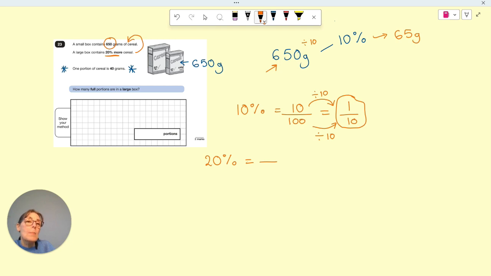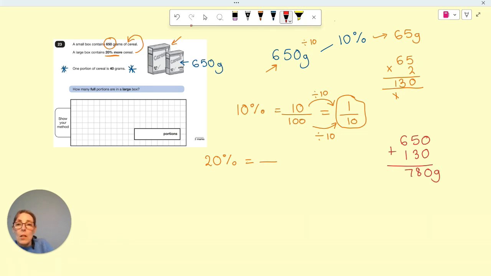So 20% is going to be 2 lots of 65 grams. So 2 times 5 is 10, and 2 times 6 is 12. Add 1 is 130 grams. So I think the large box has, let's just find a different colour, 650 grams plus 130 grams is equal to 780 grams. I think the larger box has 780 grams of cereal in it.